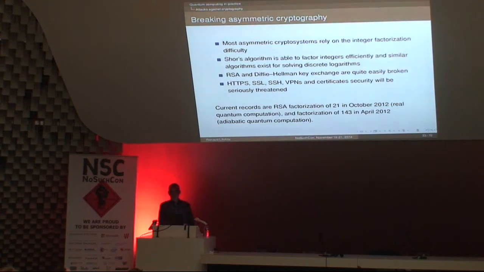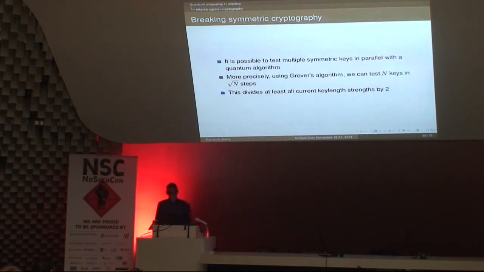Okay. What are the records for factorization? For RSA factorization, the current record, sorry, is 21, that was in October 2012, on a real quantum computer. And another record is 143, April of the same year, that was made on an adiabatic quantum computer. We'll see the difference between the two in the next topic. So this was about breaking asymmetric cryptography.